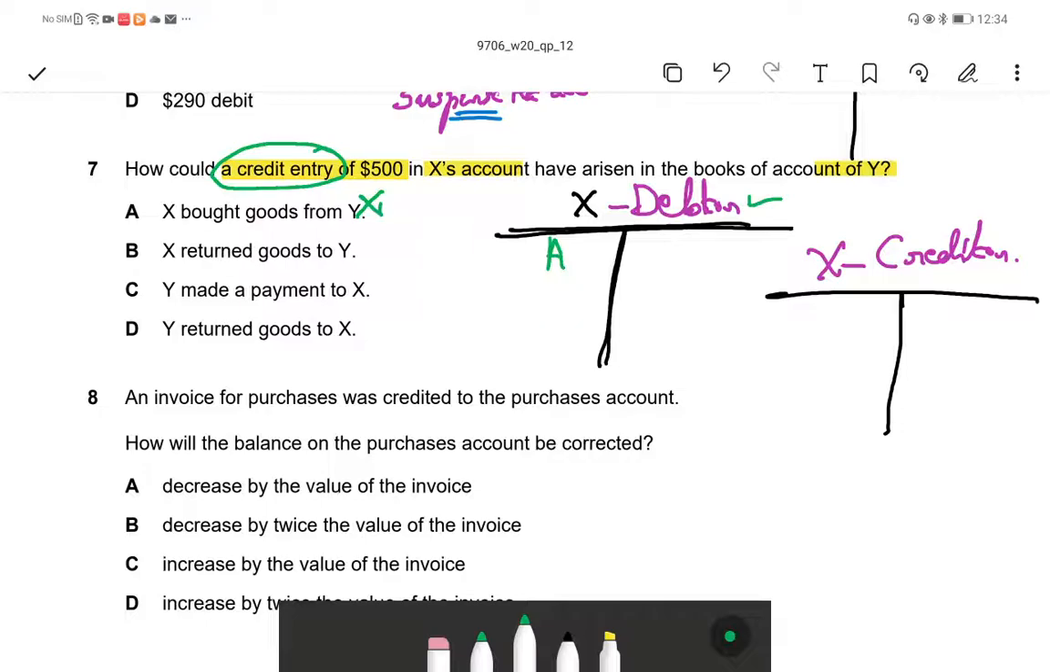Next, X returned goods to Y. If X is a customer, when X is selling or purchasing, it will come on the debit side. X returned, so the B option will come here. So for the credit entry, the correct answer is X returned goods to Y.